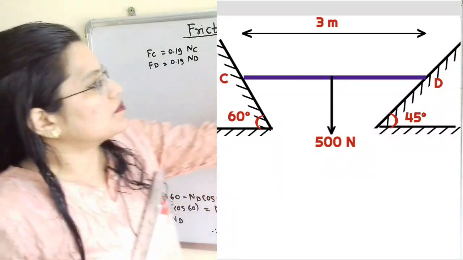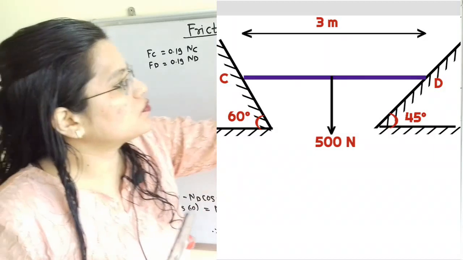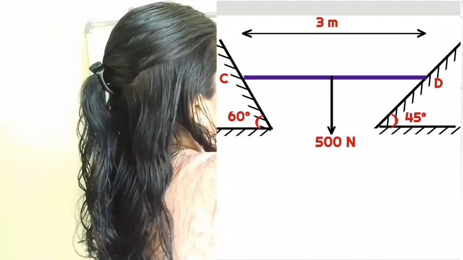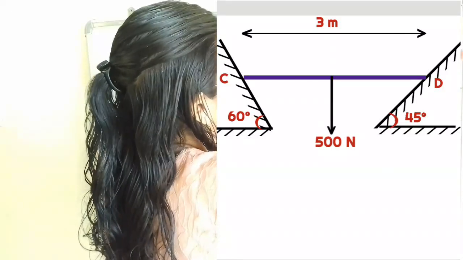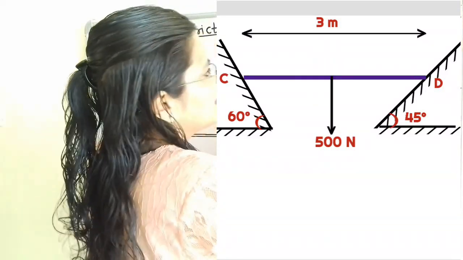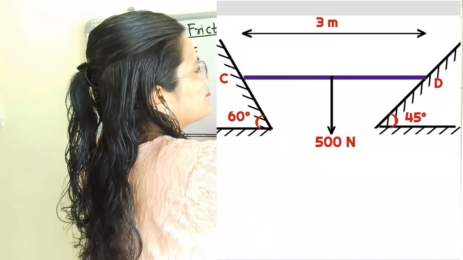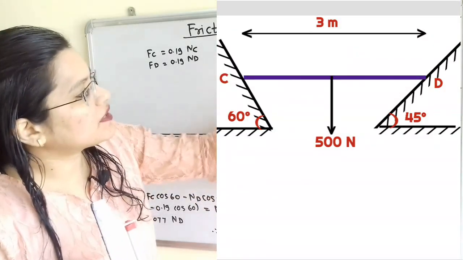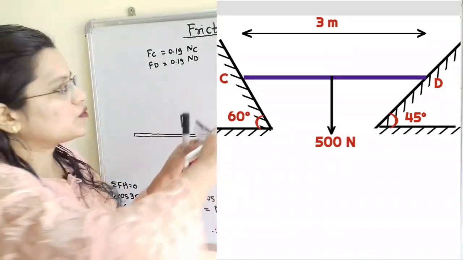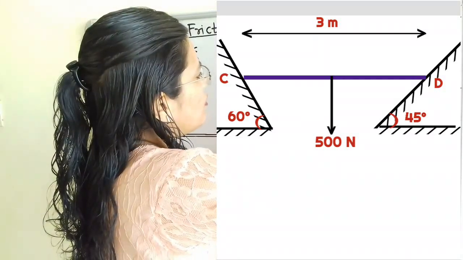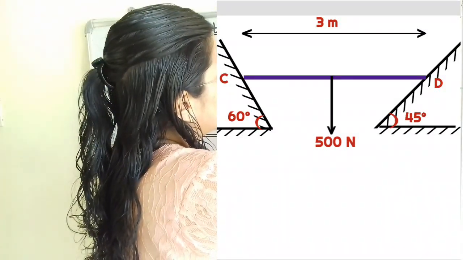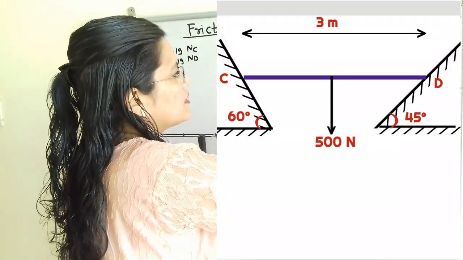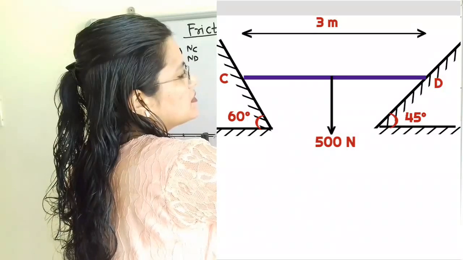Now we will assume the distance of this 600 Newton load from point D is equal to x. So we have to mention here that this horizontal distance is equal to x. Now we know that weight always acts vertically downward passing through the center. So on both sides of the 500 Newton load the distance is equal to 1.5 meter.